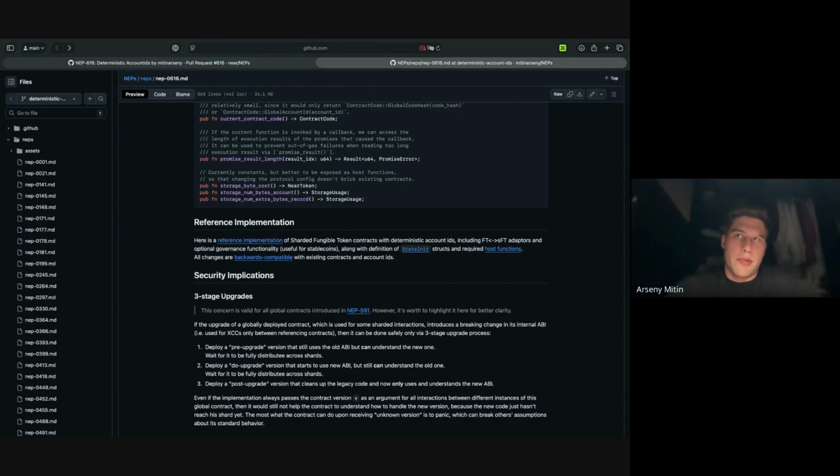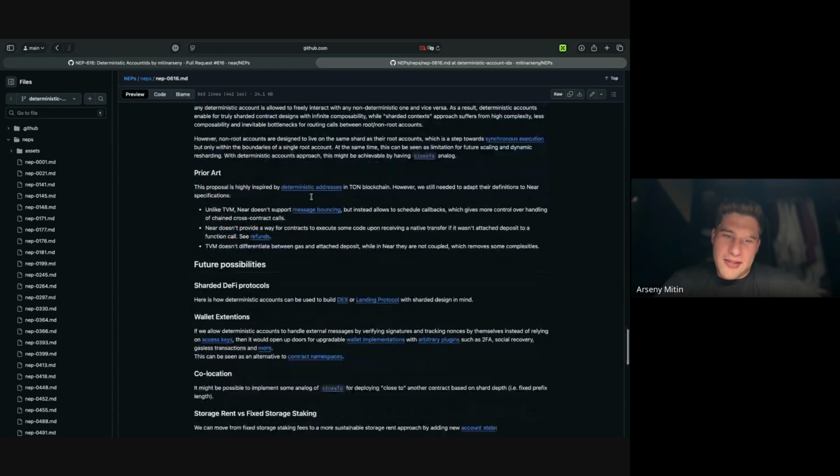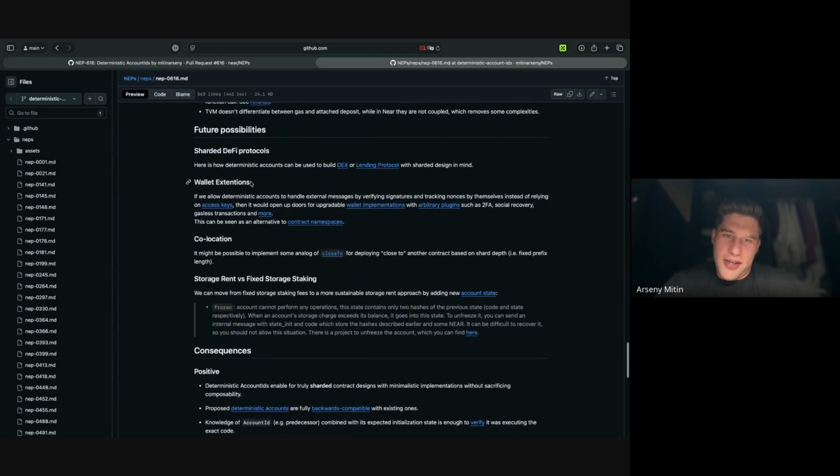There is already an implementation that I wasn't able to test because the near core isn't ready, so I don't know if it works, but just based on the code, it should. Yeah, and what can come next, and I'm very bullish on this one, is wallet extensions.